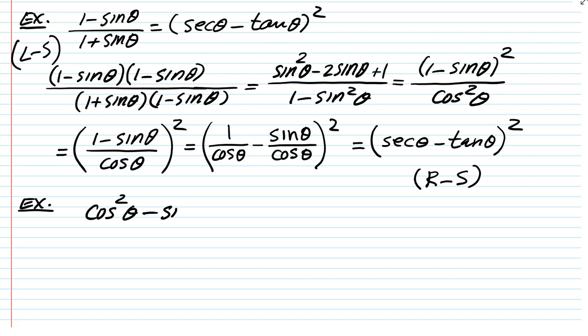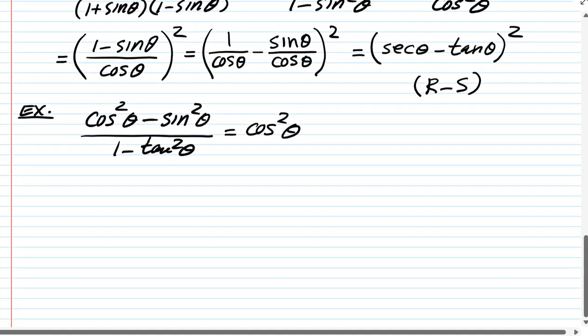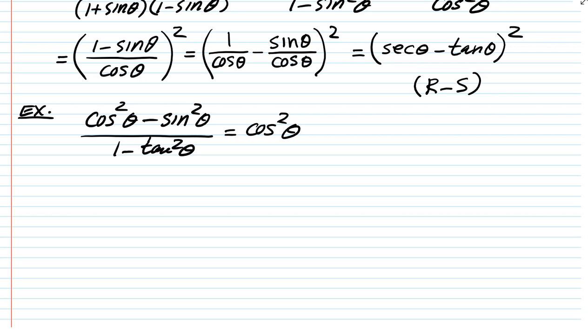Cosine squared, negative sine squared, divided by 1 minus tan squared. And we want to show, when you simplify that, the answer should be cosine squared. Now, in this one, because it's only cosine on the right side, I'm just going to change tangent to sine over cosine, over 1 minus sine squared divided by cosine squared.